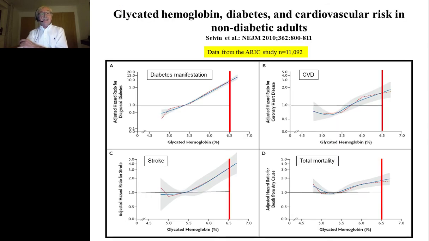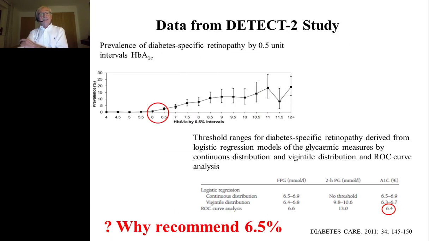At 6.5%, we've already got an increase in the number of patients who've shown diabetes manifestations, an increase in cardiovascular disease, an increase in stroke, and an increase in total mortality. Is 6.5%, 48 millimoles per mole, the right value, or isn't it? Where did it come from? As I said, it comes from the DETECT-2 study. But if you look a bit closer, you see that the ROC curve analysis shows it should be 6.4%. So why recommend 6.5? Probably because it's an easy number to remember.